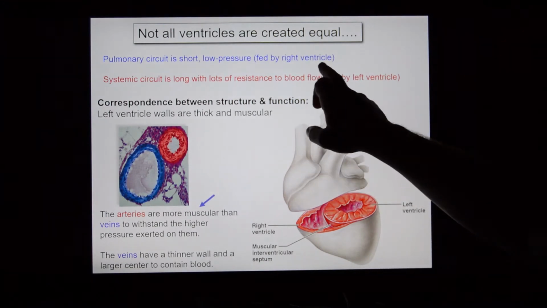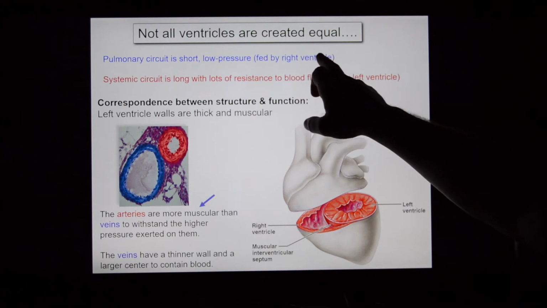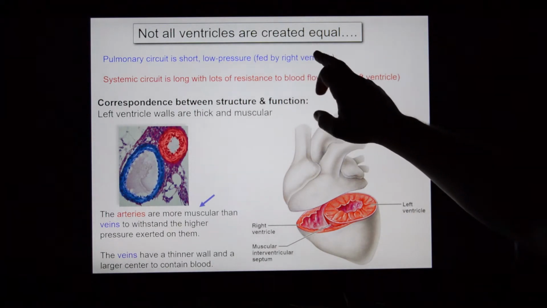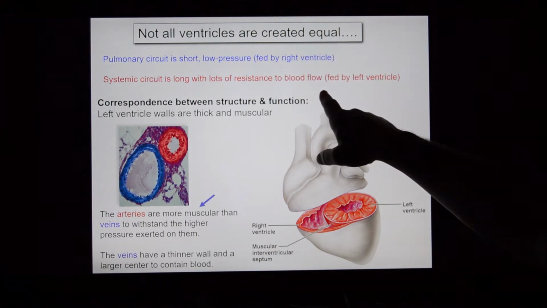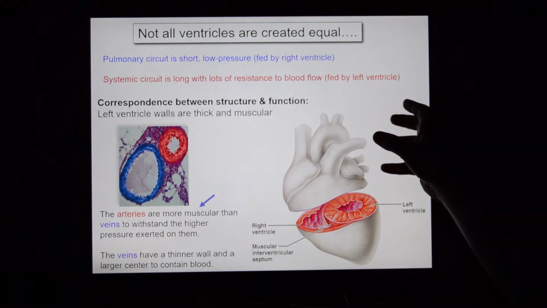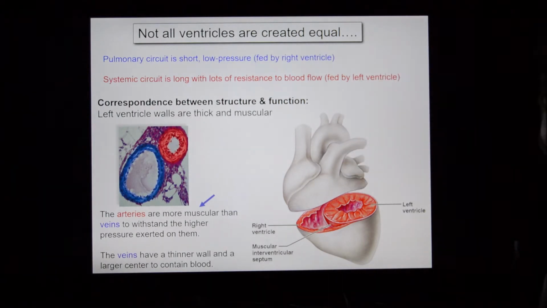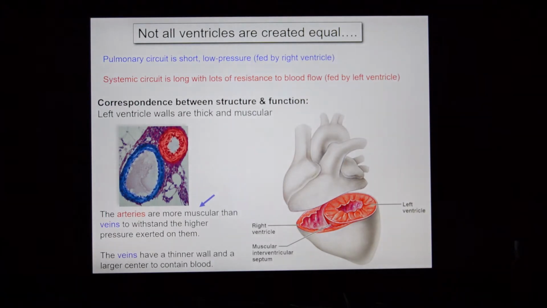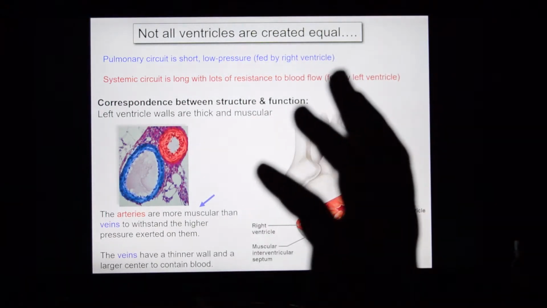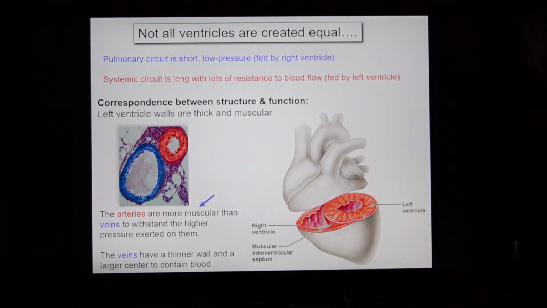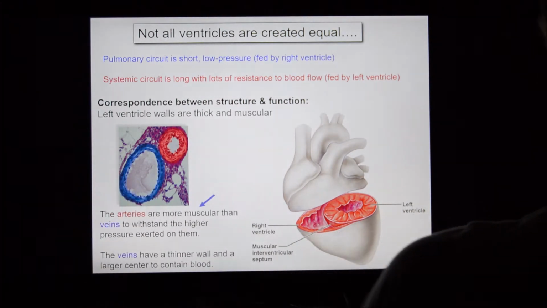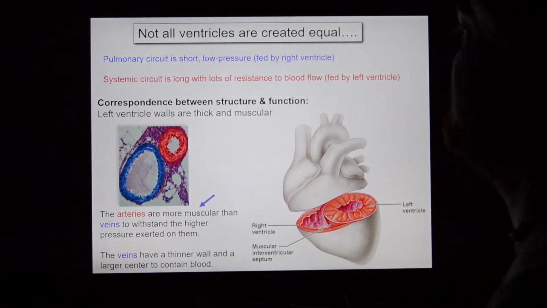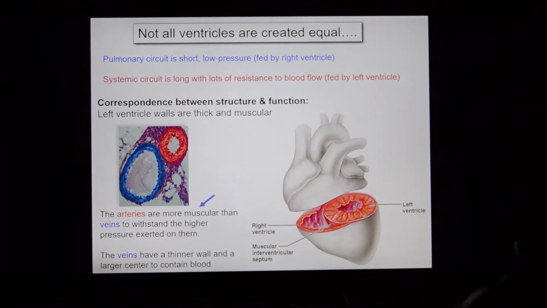So the pulmonary circuit is very, very low pressure, very short, fed by the right side of the heart. The systemic circuit is much larger, much higher pressure, much higher resistance, and fed by the left ventricle. So the left side of your heart is going to be very, very thick, and your right side, so my right, is going to be very thin by comparison. And we can see this in the arteries and the veins as well to some degree. It's worthy of mention here.